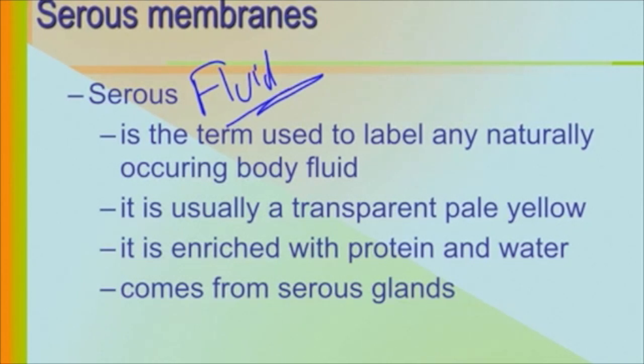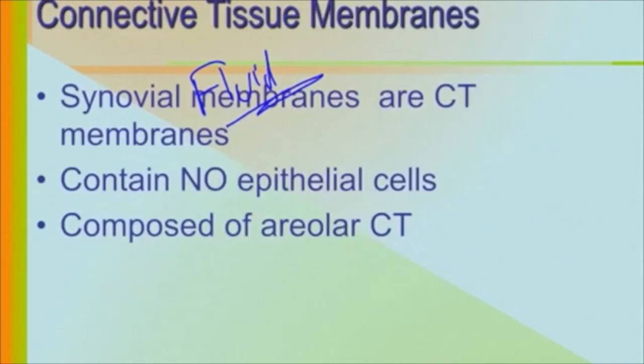Alright, so that was all of our types of epithelial membranes. Remember, those were made of epithelial cells and also connective tissue cells. Now we're moving on to connective tissue membranes. These are not epithelial membranes. This is their own classification, and we actually only have one type of connective tissue membrane. That is the synovial membrane. This contains no epithelial cells. It is composed of areolar connective tissue.